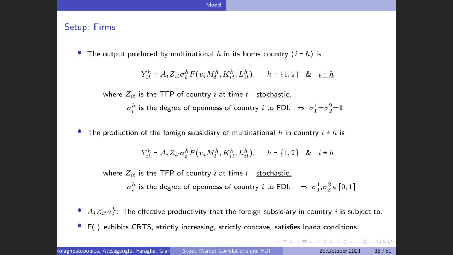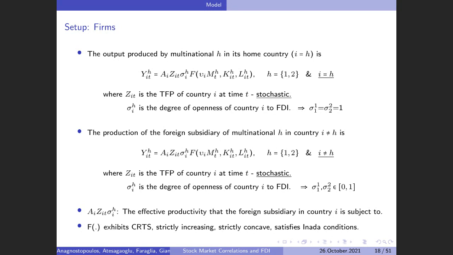Now, there's a term in this productivity component, which we call sigma_HI. This is the plant-level productivity level. So for US plant H operating in country I, the specific productivity level of that plant is going to be sigma_HI. And that's going to be smaller than 1.